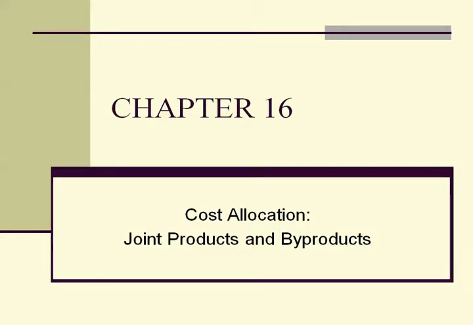Now let's move to chapter 16, cost allocation, joint products and byproducts.